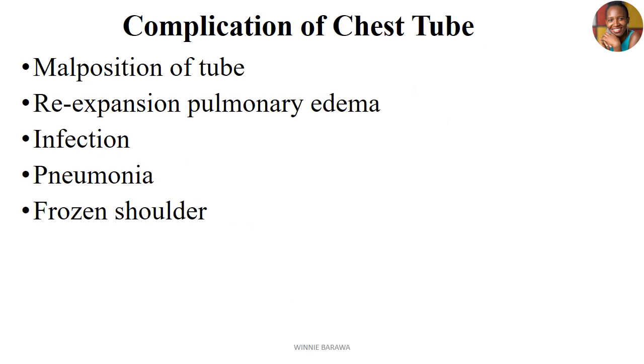And lastly, what are the possible complications of chest tube? In the complications, you can have malposition of the tube, re-expansion pulmonary edema, infection, pneumonia, and also frozen shoulders. So if we are doing chest tube management, you need to watch out for any of these, all the way from malposition, which is very key, to pulmonary edema, infections, pneumonia, and even frozen shoulders. So check for the complications and manage them appropriately.